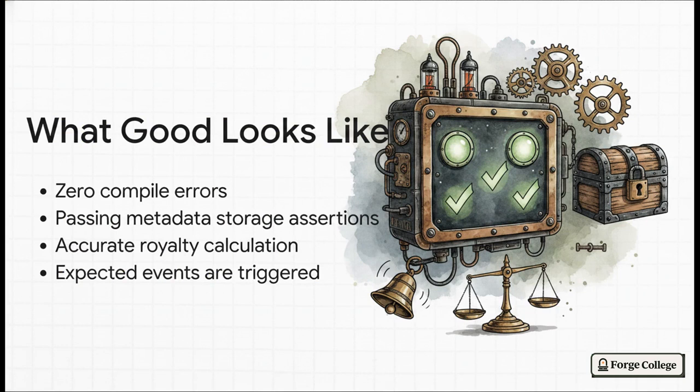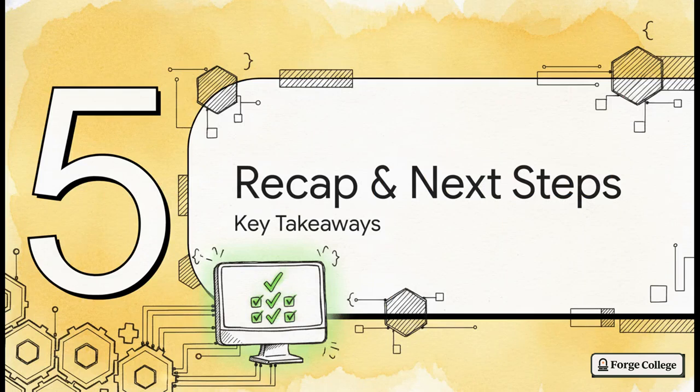What good looks like is fourfold. First, 0 compiler errors, meaning the compiler isn't screaming at you about missing imports or incorrect visibility. Second, our metadata storage assertions actually pass. Third, the basis point math perfectly aligns to output the exact royalty amount we expected. And fourth, our MetadataUpdated events are triggering perfectly so off-chain indexers aren't left in the dark. And hey, if your terminal is showing all green checkmarks right now, congratulations. You have successfully assembled a modular, dynamic smart contract.